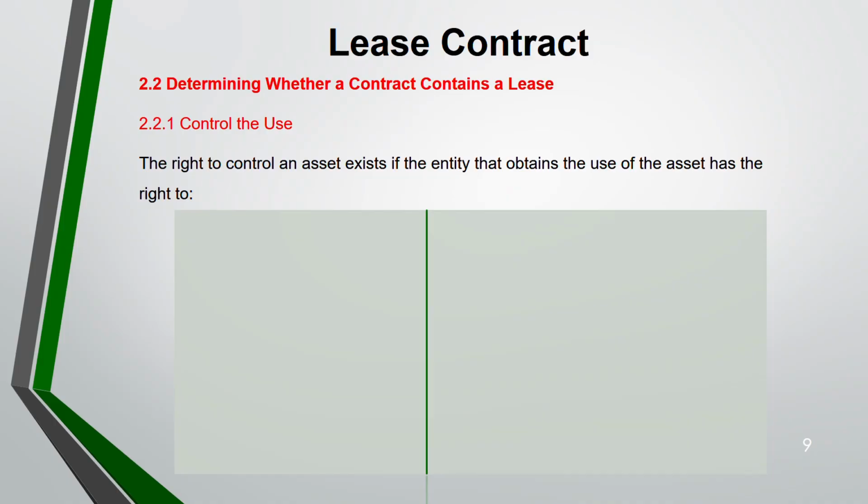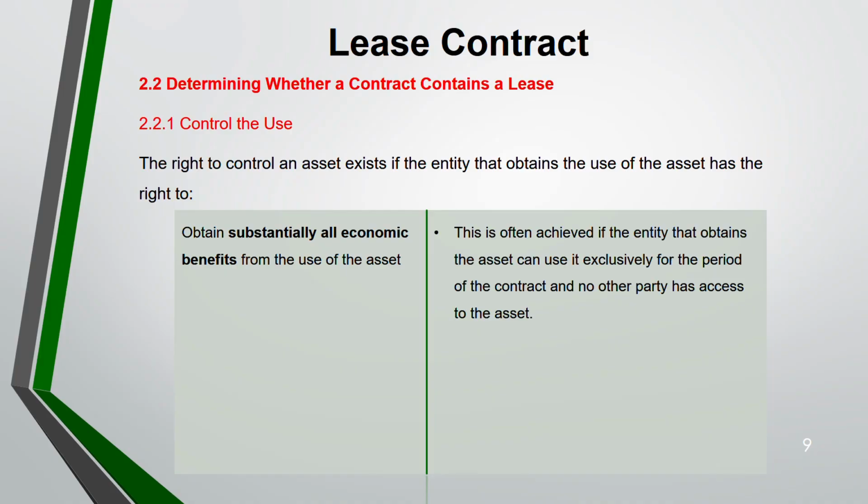So the right to control an asset exists if the entity that obtains the use of that asset has the right to do these things. First, they have the right to obtain all the benefits from the use of the asset. This means no other party will have access to that asset while they're using it. Only the entity who has obtained that asset can use it exclusively for the period of the contract.